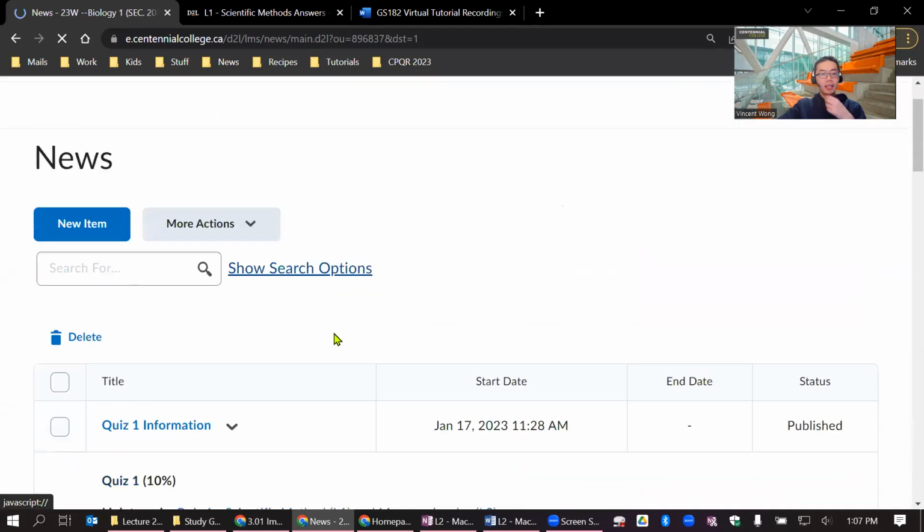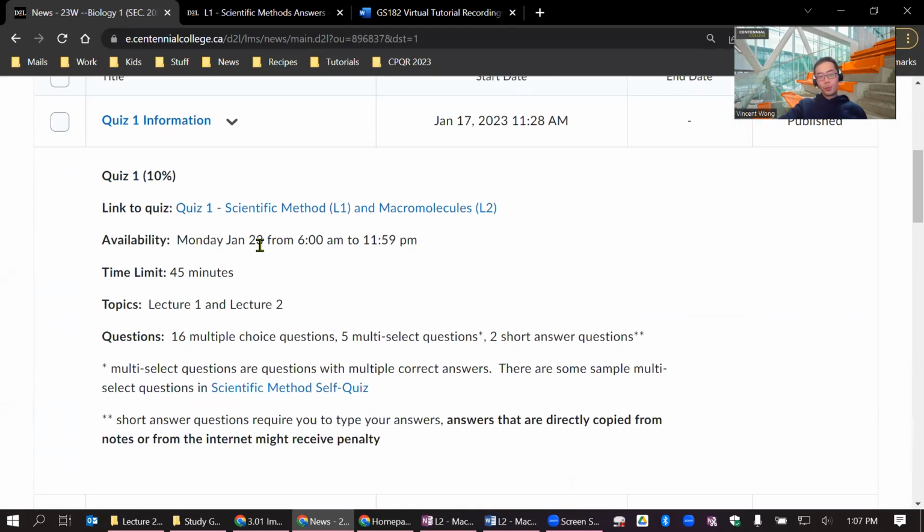And you would have access to the quiz from 6 a.m. to midnight. Okay. But remember, once you start the quiz, you cannot stop it, right? Okay, you cannot close the browser and come back later. The timer does not stop. Okay, so make sure you find a good time to do it.